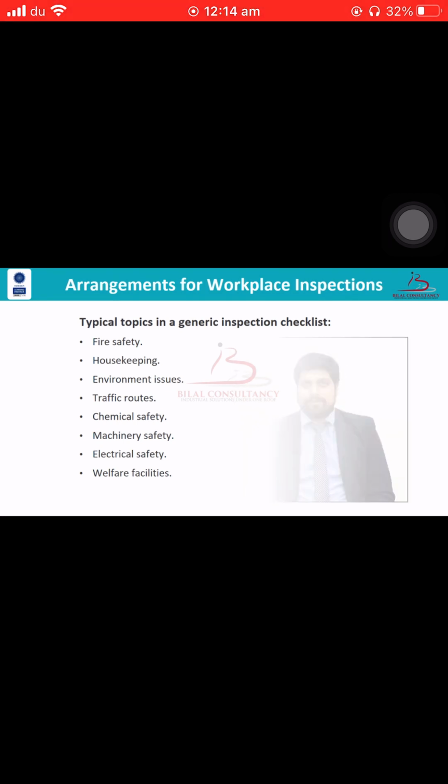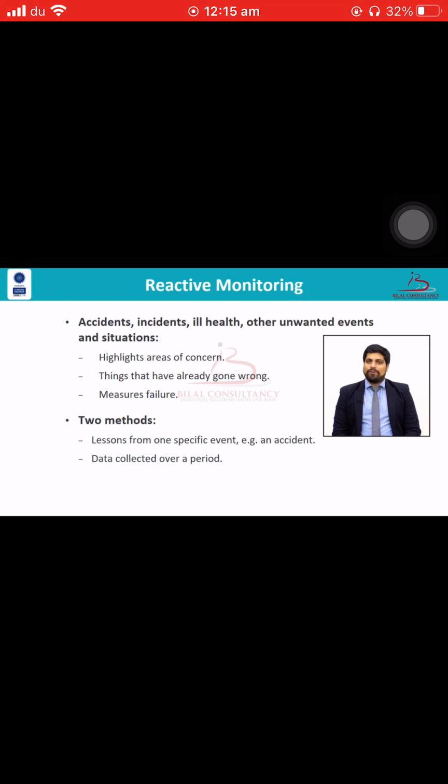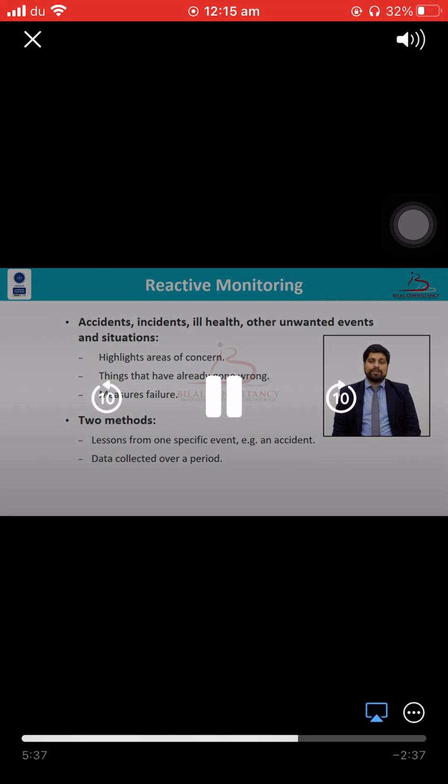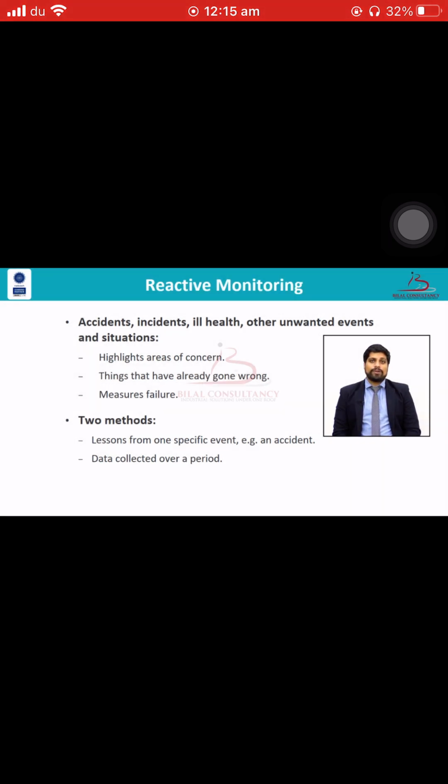Coming to reactive monitoring, as we have already discussed, reactive monitoring covers the control measures and precautions in place when any kind of incident or accident occurs at the workplace. As I already mentioned, companies do not prefer conducting reactive monitoring, as they are more concerned about active monitoring, because in reactive monitoring the event has already happened, and reactive monitoring also focuses on measuring the failure. Reactive monitoring can be done by two methods: by analyzing the data of a specific incident, or analyzing the data over a period of time.